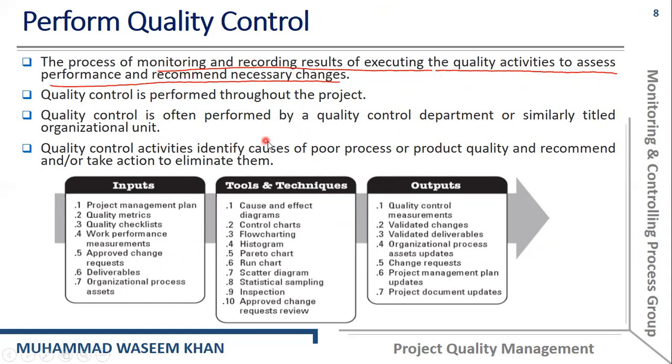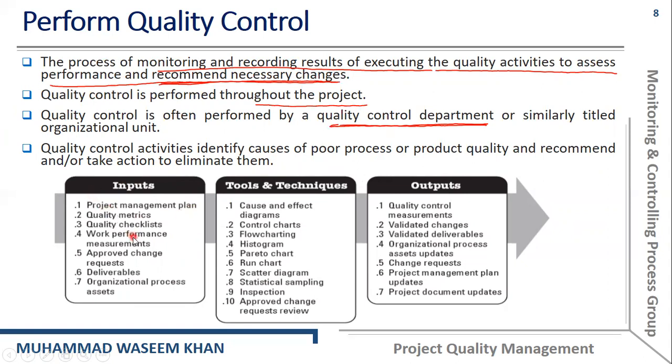Quality control is often performed by a quality control department or similarly titled organizational units. Different organizations use different titles for the quality control department. Quality control activities identify causes of poor process or product quality and recommend and or take action to eliminate those problems.